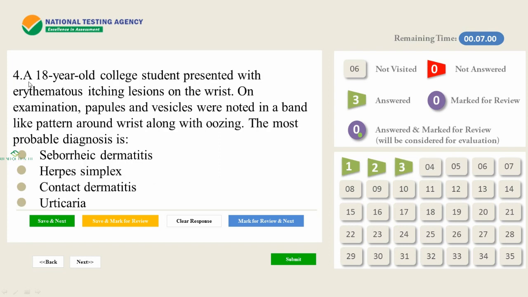Fourth question. An 18-year-old college student presented with erythematous itching lesions on the wrist. On examination, papules and vesicles were noted in a band-like pattern around wrist along with oozing. The most probable diagnosis is seborrheic dermatitis, herpes simplex, contact dermatitis, urticaria.